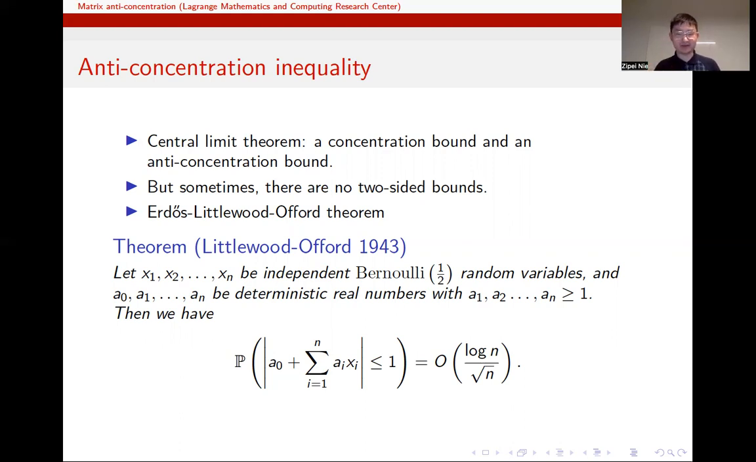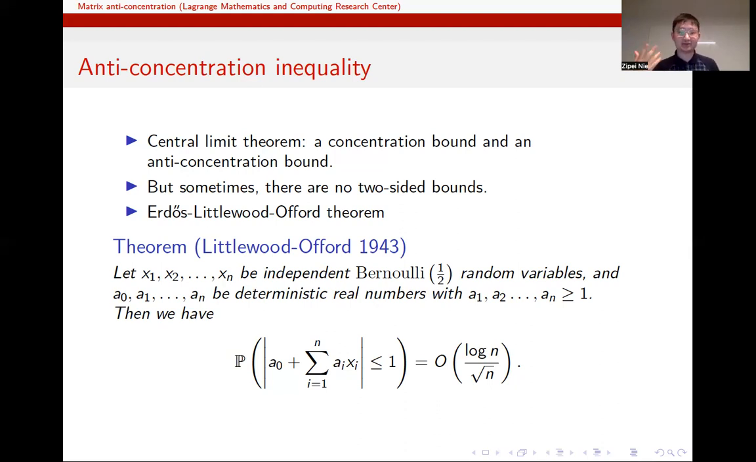Take the Littlewood-Offord theorem as an example. Let the xi's be independent Bernoulli 1/2 random variables and the ai's be deterministic real numbers with a1 till an being at least 1. Then with probability at most log n over square root of n, the norm of the linear combination is at most 1.